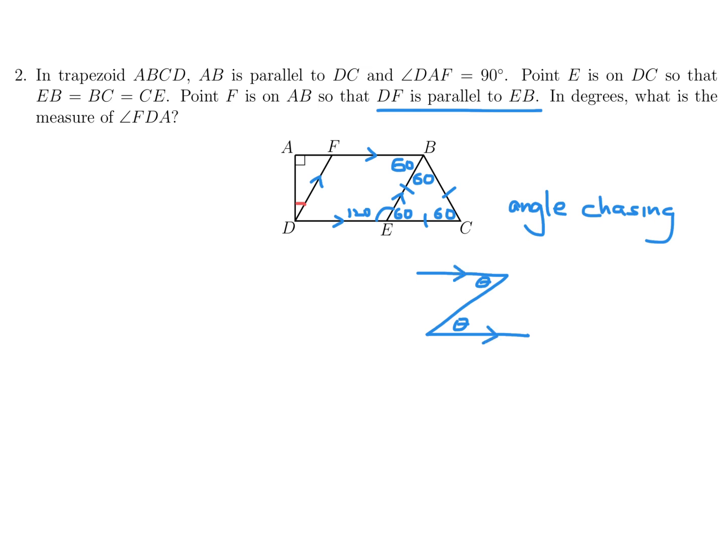So that's 60, and then where can we go from here? Well, then, therefore, this would be 60, right? Since this is parallel to that. And then therefore, this guy in there would be 30, since this is 90 degrees. Okay, so that's basically all it is. So angle FDA is 30 degrees.